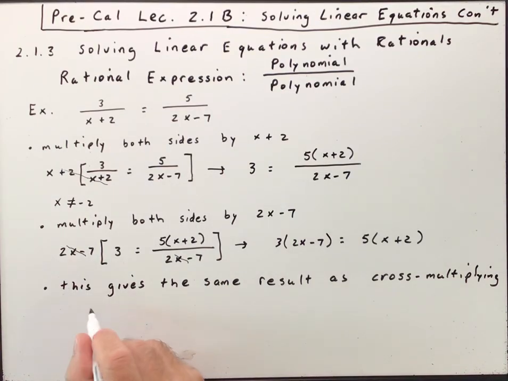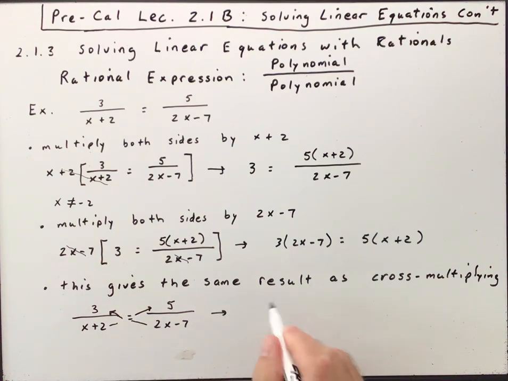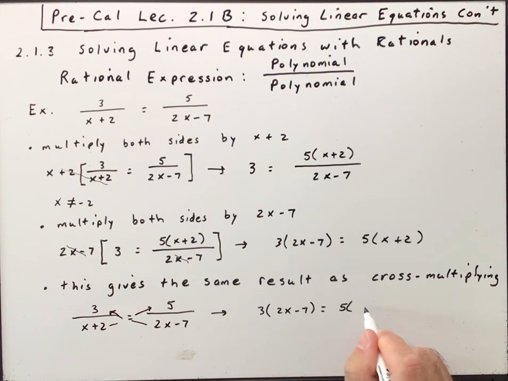So cross multiplying, if we have 3 over x plus 2 is equal to 5 over 2x minus 7. So we've already done this procedure quite a bit. We'll bring that x plus 2 up and multiply it by the 5. And then bring 2x minus 7 multiplied by the 3. And what you have is 3 times 2x minus 7 is equal to 5 times x plus 2. So this isn't really a hard equation to solve. Distribute the 3. We'd have 6x minus 21 is equal to 5x plus 10.